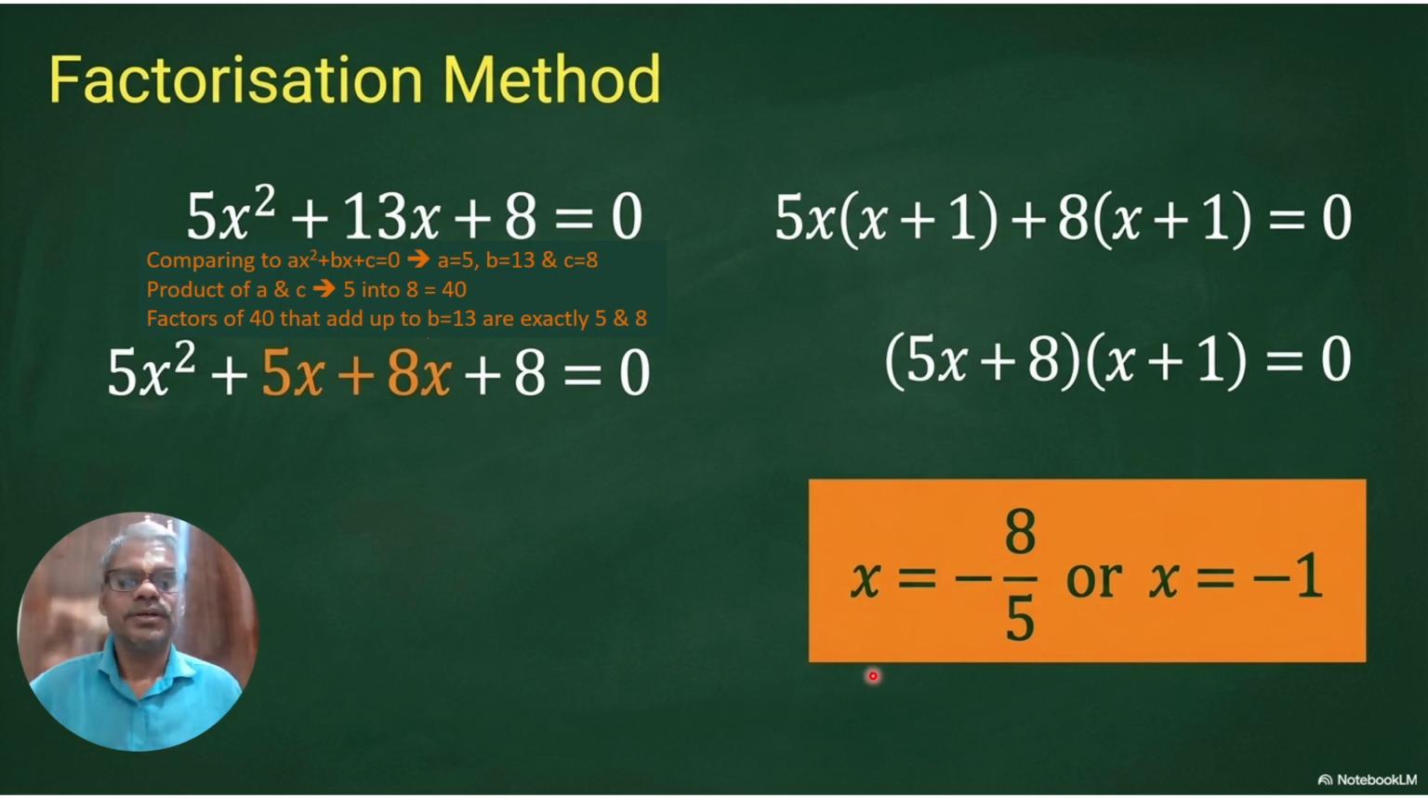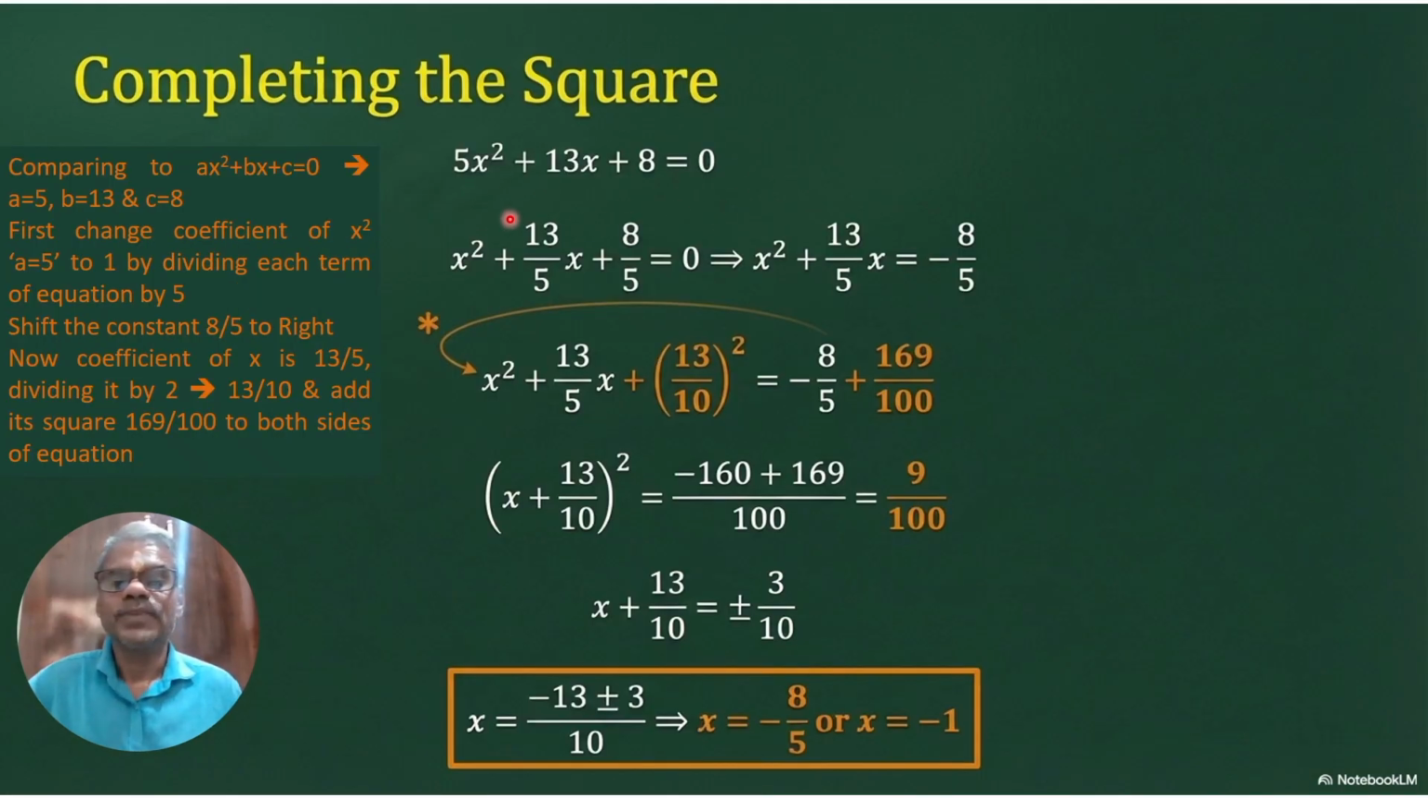Setting each bracket to 0, we find our roots are x = -8/5 or x = -1. Completing the square. Our equation is 5x² + 13x + 8 = 0. Comparing to ax² + bx + c = 0, we get a = 5, b = 13 and c = 8.